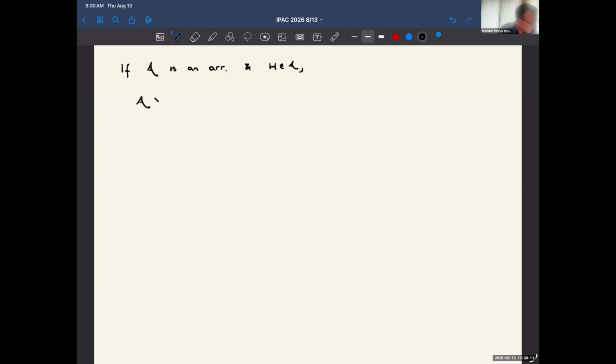So the first is the deletion, obtained by removing H from A, another arrangement in the original vector space. And the second is the restriction. To define this, you look at the intersection of all the other hyperplanes in your arrangement, which are not the hyperplane you started off with, the hyperplane in question. So this is an arrangement in a vector space of dimension one down.